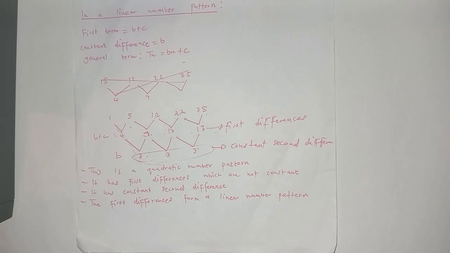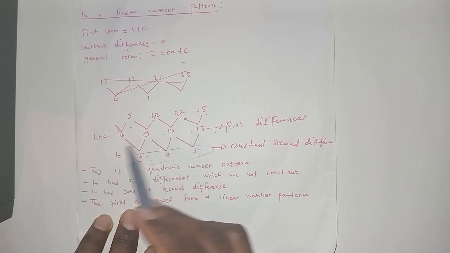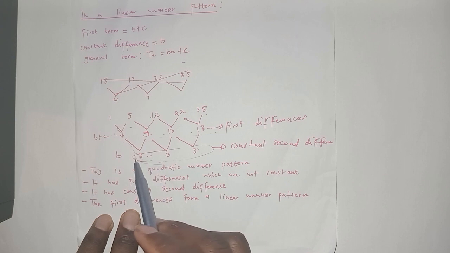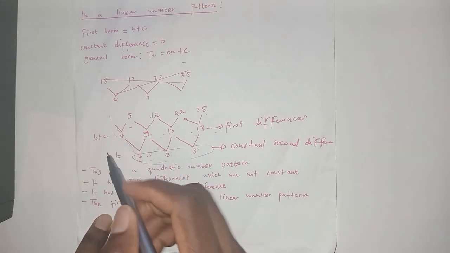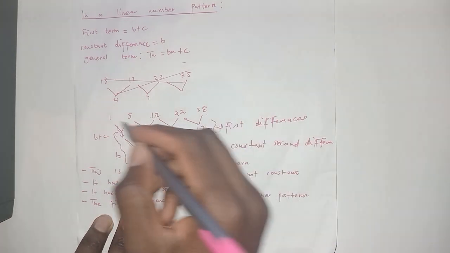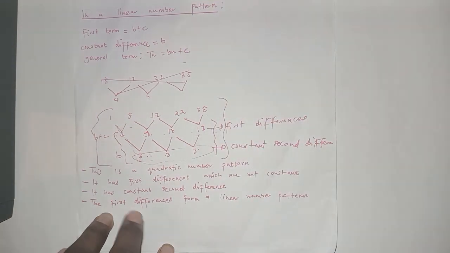So what I'm saying here is this is a quadratic number pattern, but it also has a linear number pattern within, because there's Bn plus C there and there's B. Since there's a constant difference, that makes this portion here a linear number pattern. But the whole thing is a quadratic number pattern.